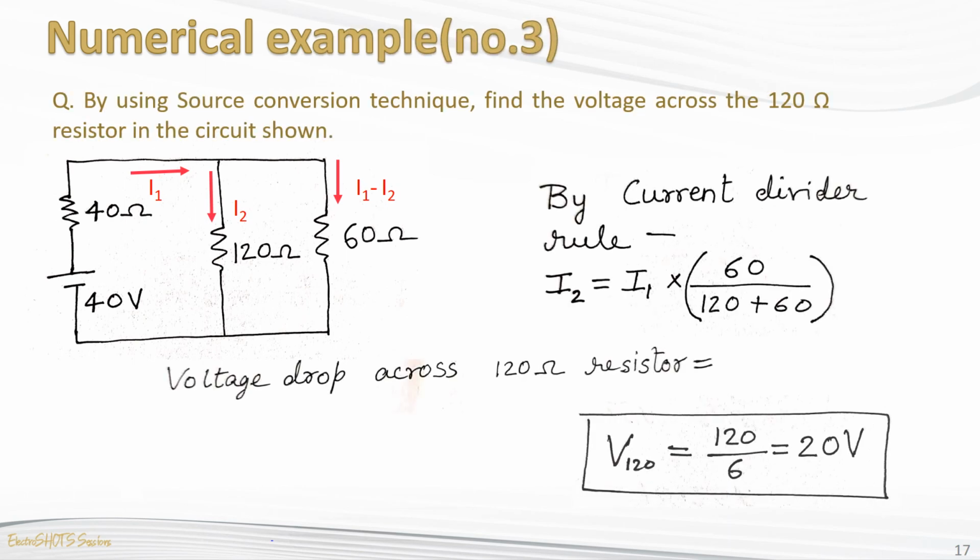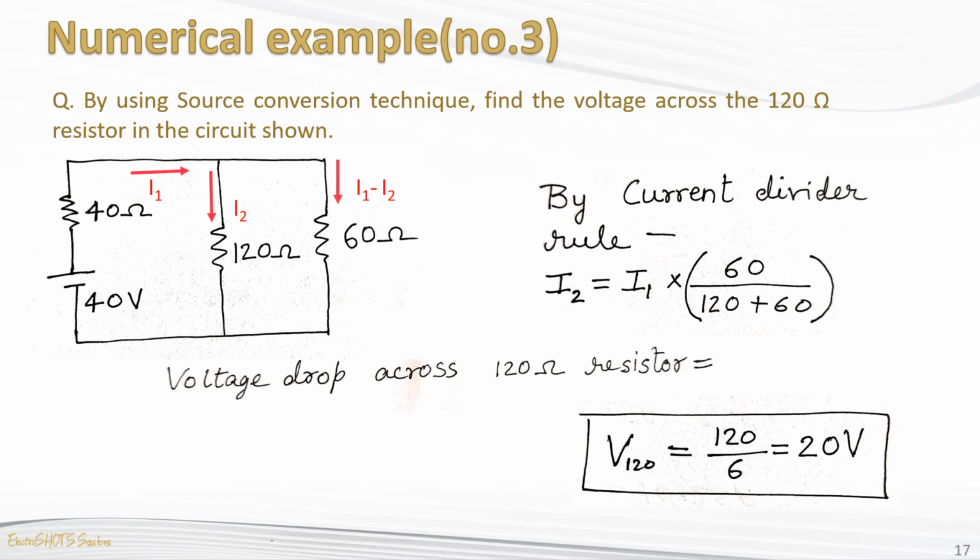Once you have found out I1, which is the main current supplied by the battery, you need to find out how much current is passing through the 120 ohm resistor. Because we have to find out the voltage across this, if we can find out the current through it, then by multiplying the resistance with the current, you can get the voltage across the 120 ohm resistor. So in order to find out the current I2, we can apply the current divider rule here.